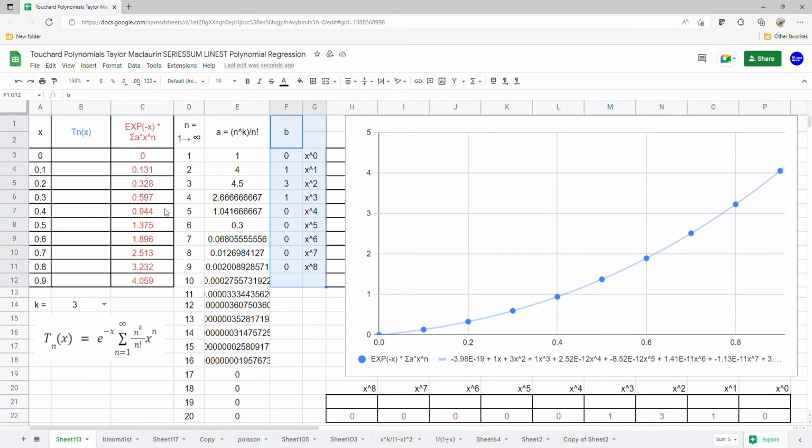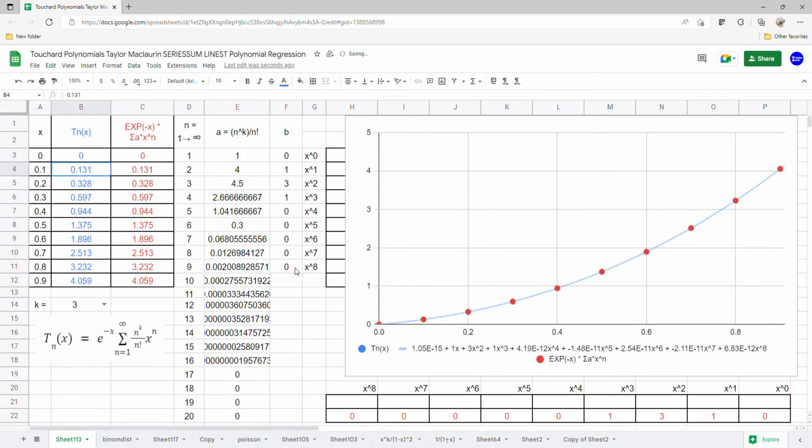Now we continue with the Touchard polynomial, which is array formula for the series sum of the x values raised to the power n, where our exponent will be from 0 to 8. So starting from 0, incremented by 1. And the coefficient from here to here. And enter. Their values are exactly the same.